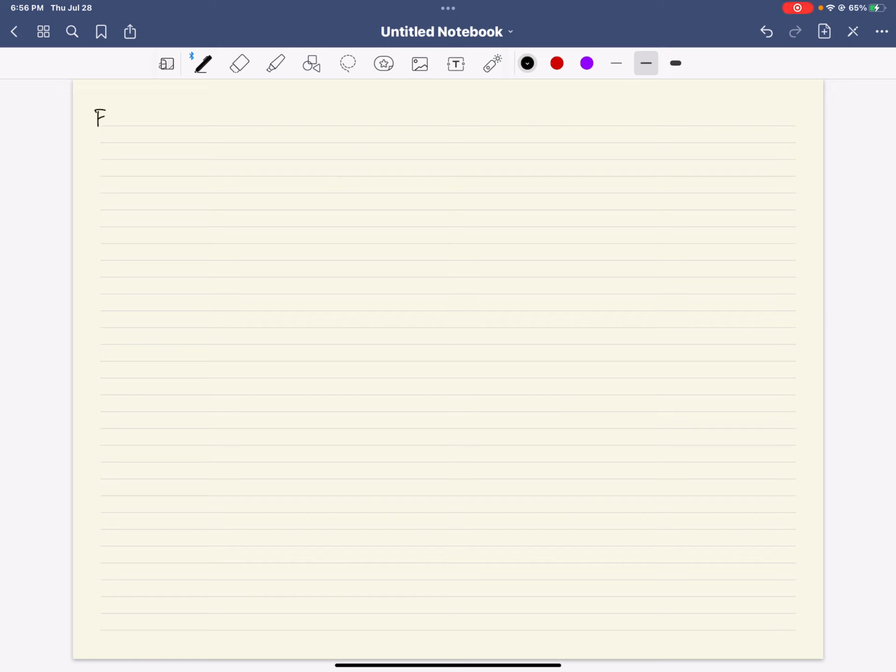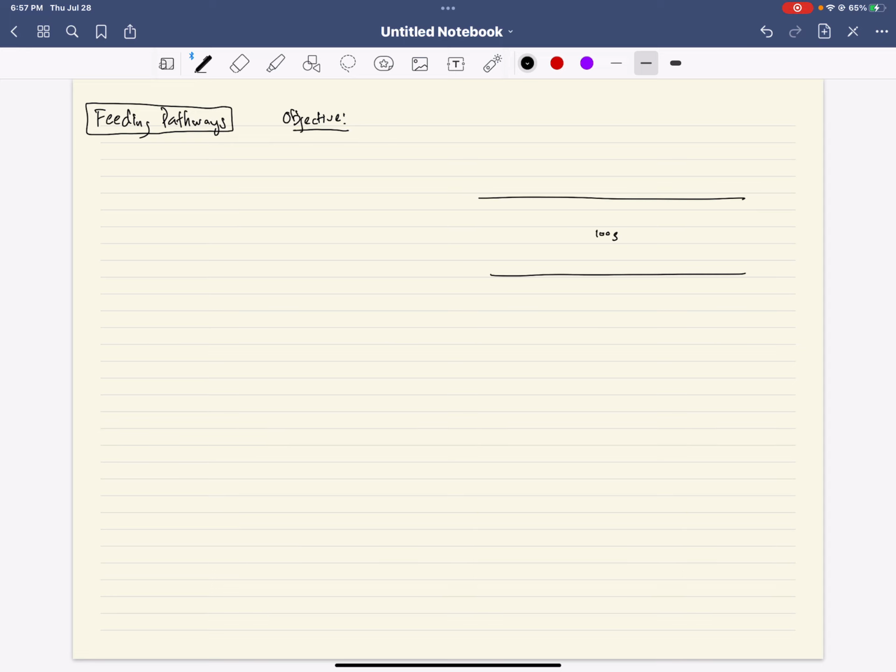Is, let's focus on feeding pathways. Right, feeding pathways. So in feeding pathways, again, our objective is what? What is our objective? We just talked about it, right? The objective is, in the blood vessel, in plasma, there is 100 grams per deciliter. But if it's more than 100, let's say you just ate, it's 500 or 400, whatever that may be, right? Your goal is to remove that.